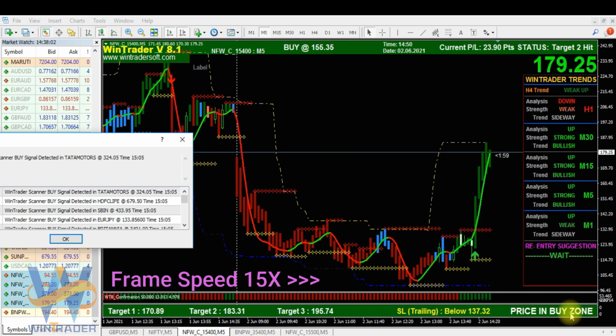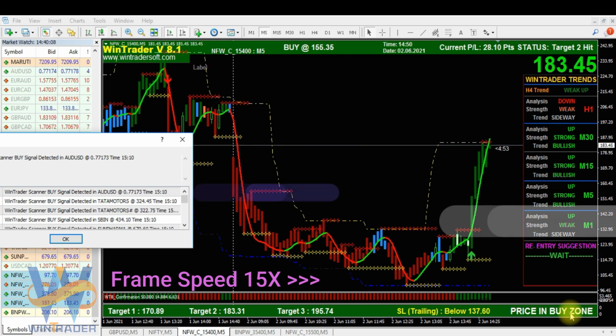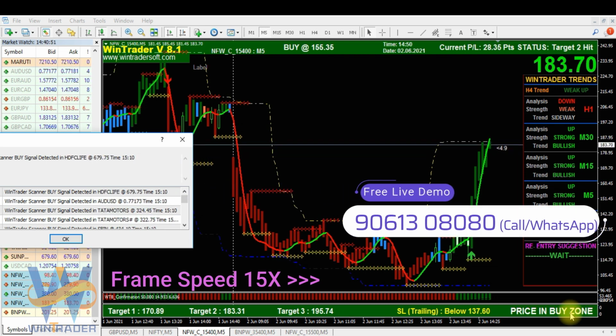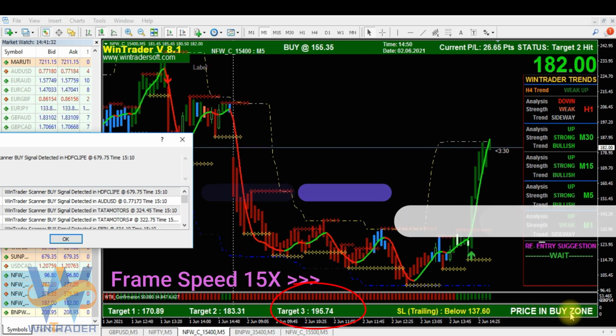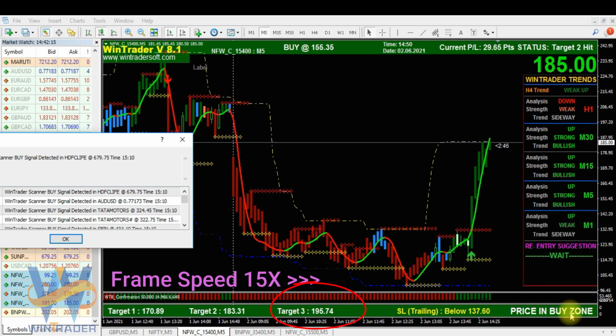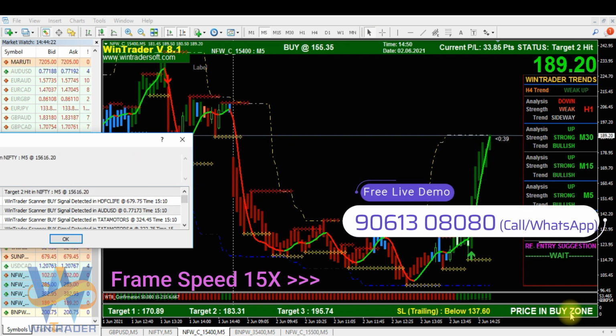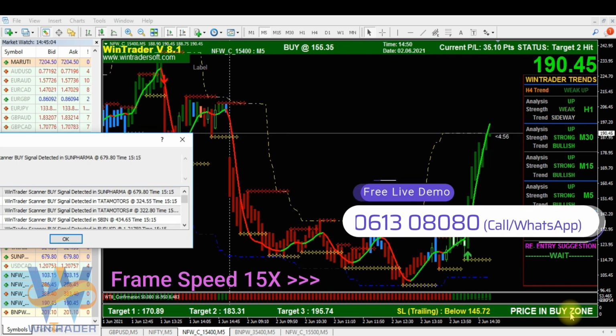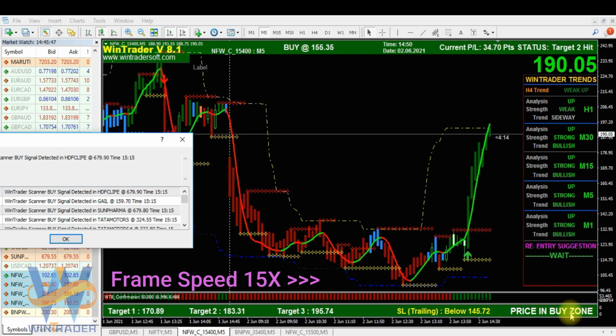So usually once the signal is confirmed, the third target is normally achieved. Here you can check the third target price is 195.75, and right now the market is at 180 or more. You can check now whether it's going up or not, it's moving up. If 195.75 is reached, then you can exit. Yes, it's nearby the third target.